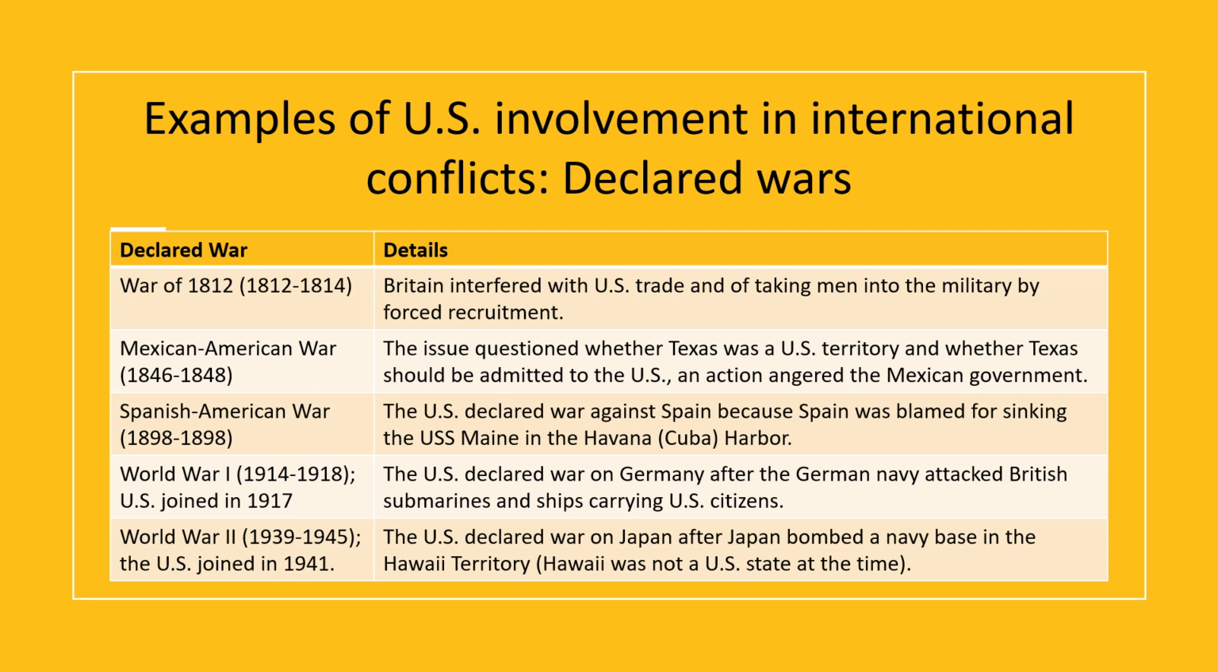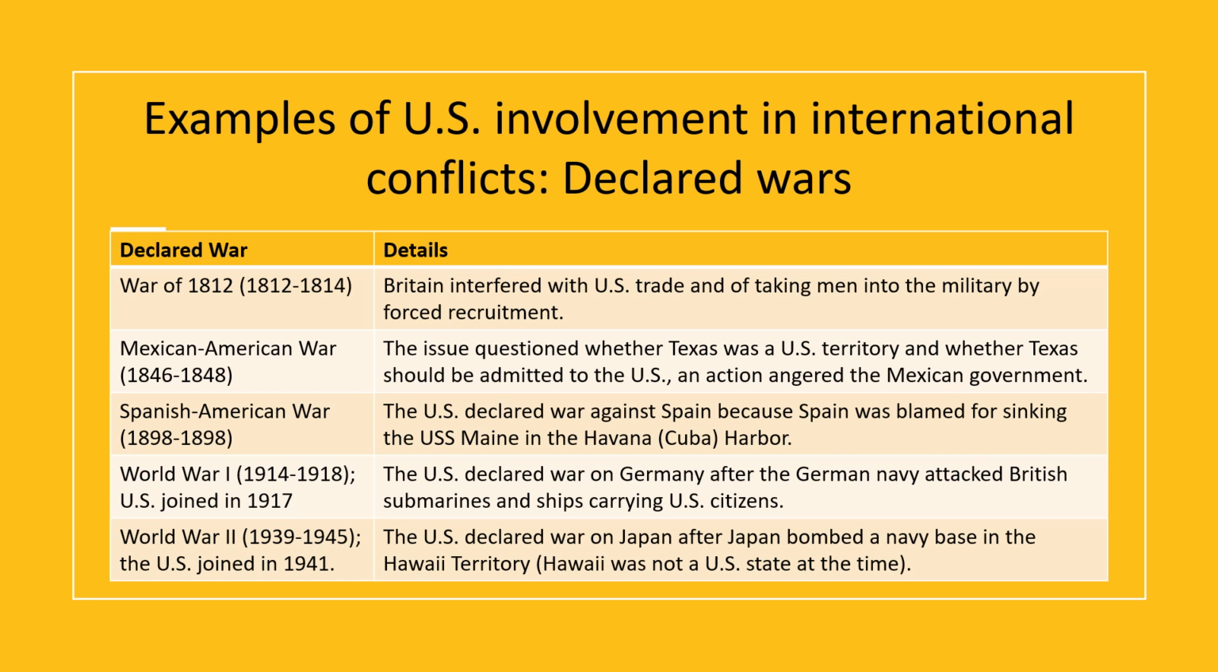Notice that in the listing of the 5 declared wars that the U.S. fought, the Civil War is not included. The U.S. Civil War was not a declared war because a country cannot declare war against itself. Remember that the sole power to declare war belongs with the United States Congress. And so as a consequence, even though we call the Civil War a civil war, it was not a declared war.